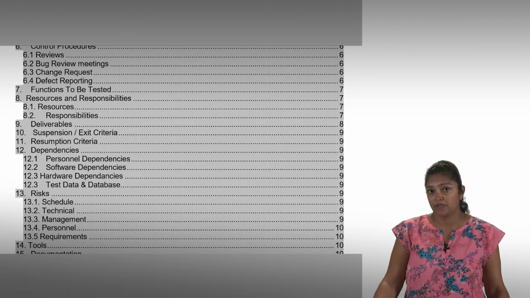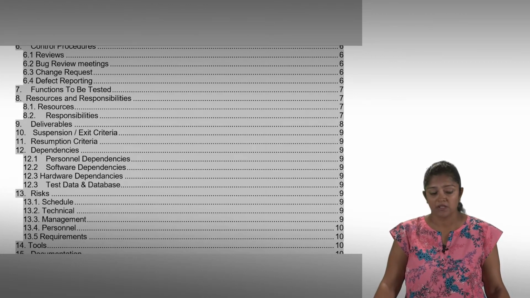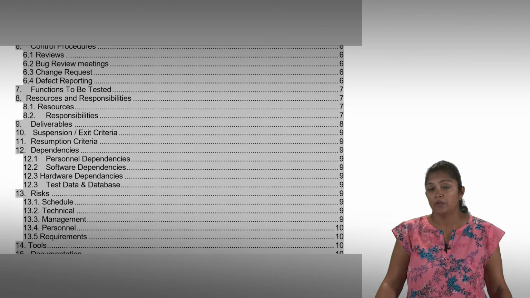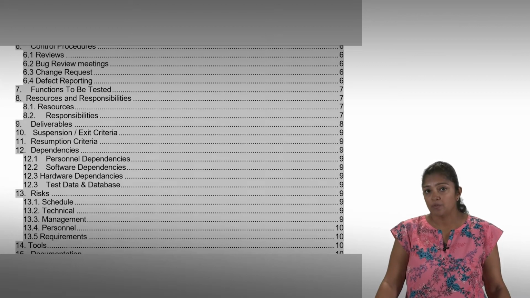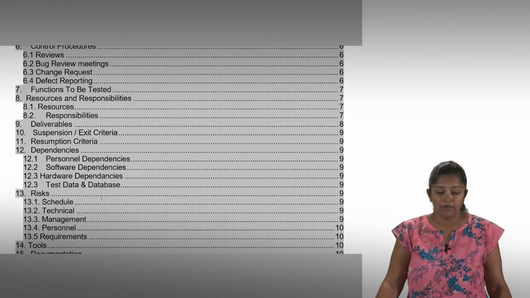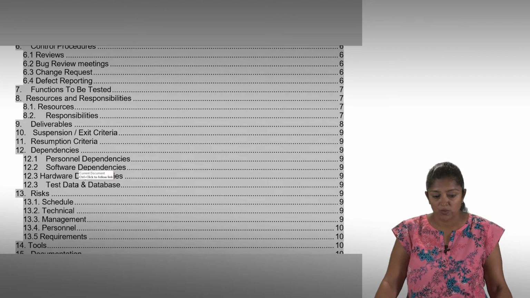And then there could be dependencies related to test data. Sometimes testing is not as straightforward. You could need test data, and who's going to provide that test data, and where are you going to get it from? So those kinds of dependencies can be listed as well.